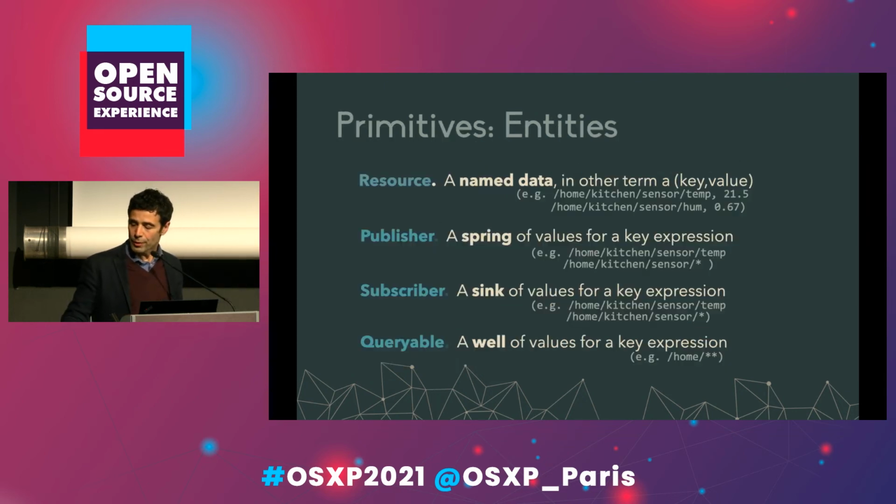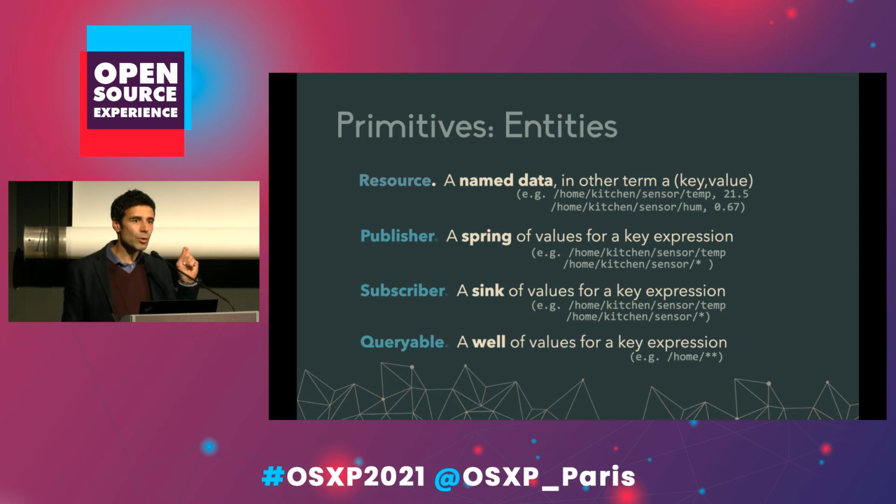Okay, quickly moving to the primitives. As I said, we have 4 primitives. So you have a resource, which is nothing but a key and a value. Then we have a publisher, which you can think of as a spring of values. A publisher commits to produce values, okay, whose key matches a given expression. You have a subscriber, which you can think of as a sink. So a subscriber in the network tells, look, whenever there is some publisher that publishes a resource whose key matches this expression, please deliver it to me.